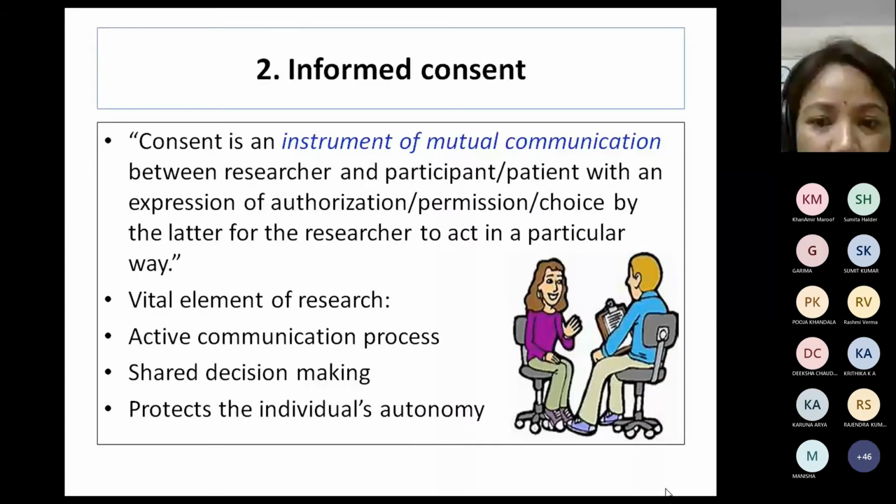It's a vital element of research and it is an active communication process. What the investigator is supposed to do here is to convey to the participant the whole details of the research proposal. Based on this information which is conveyed, the participant will then decide whether he wants to participate in the research or not. So the ethics principle that is protected here is the individual's autonomy.